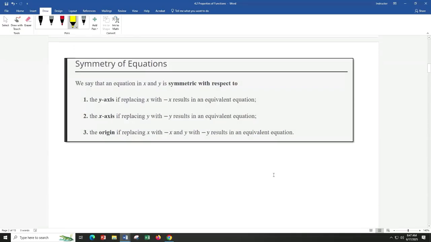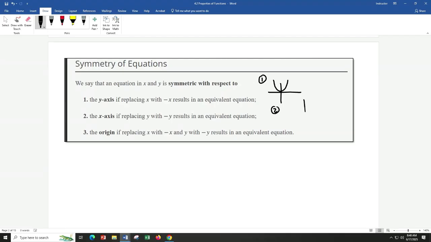Some helpful hints. We say that an equation in x and y is symmetric with respect to one of these, and I give you some other little hints here. The y-axis, if replacing x with negative x results in an equivalent equation. Same function. The x-axis, if replacing y with negative y results in the equivalent equation. You don't deal with it a lot. For this one, let's pretend like you had that. Okay, that's for number one.